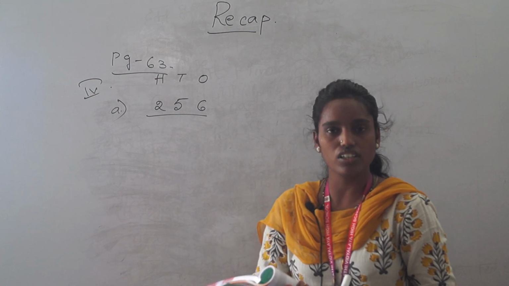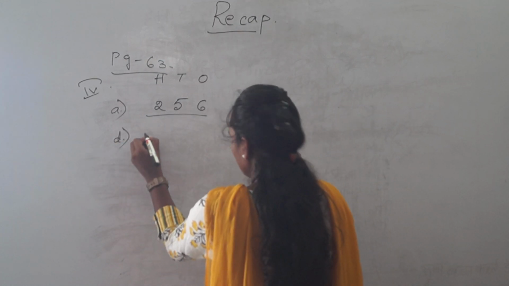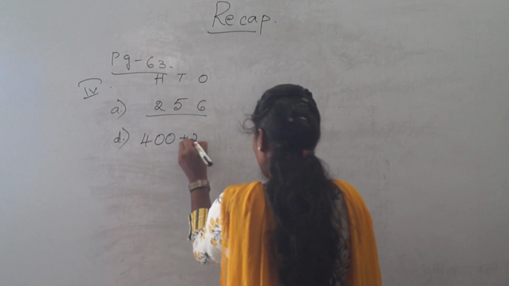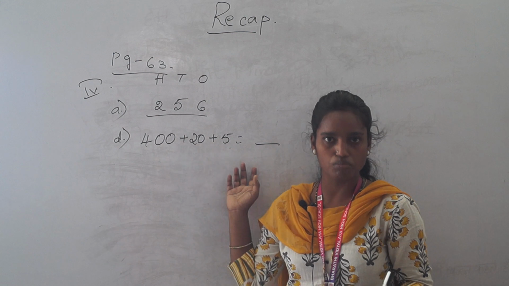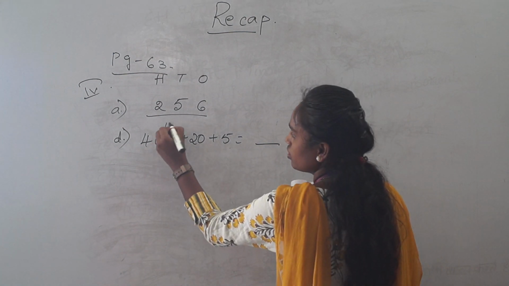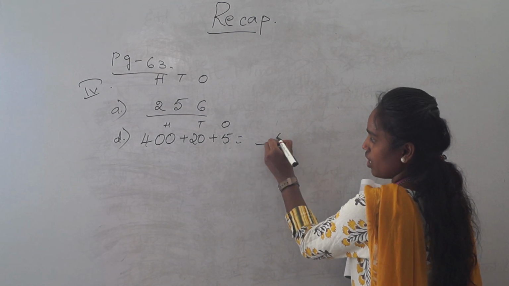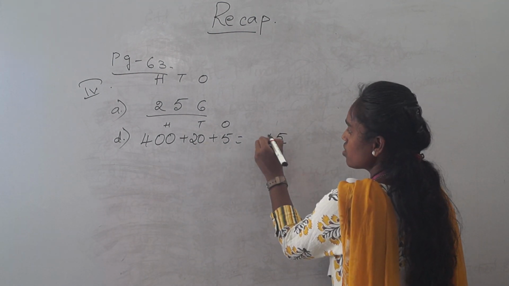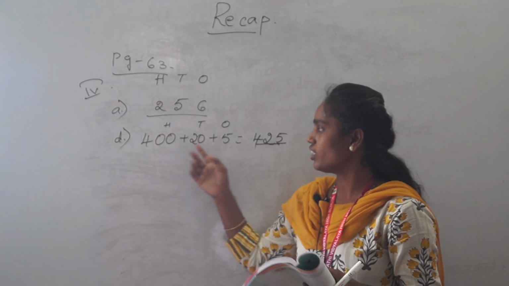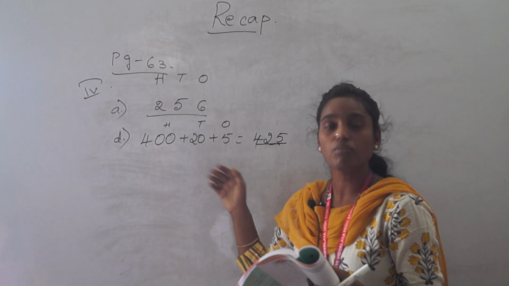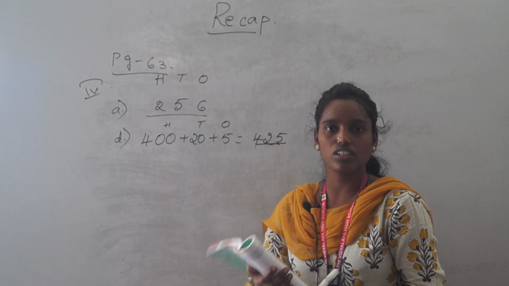256. Have you got it, children? Okay. Next we will go for D1. They have given the number, and this also is in expanded form, so we should write the number. This also we can consider in the place values hundreds, tens, ones. What is in ones place? 5. What is in tens place? 2. What is in hundreds place? 4. So for 400 plus 20 plus 5 in expanded form, we will get the numeral 425. Have you got it, children?